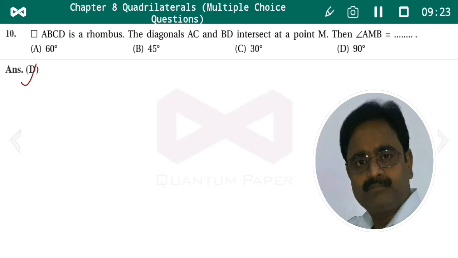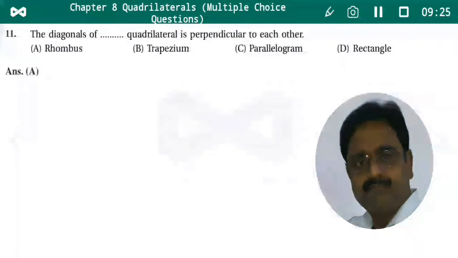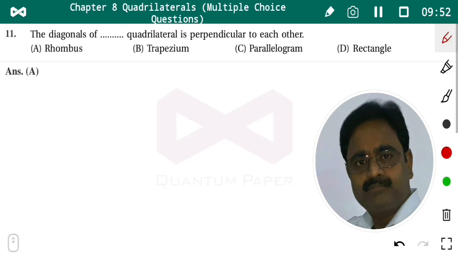Right friends? See the next question. Question number 11. In this question it is asked that the diagonals of a quadrilateral are perpendicular to each other. तो किसके डायगोनल्स परपेंडिकुलर होते हैं? अभी हमने डिस्कस किया प्रीवियस क्वेश्चन में. रोम्बस के डायगोनल्स परपेंडिकुलर होते हैं. सो देयरफॉर आवर ऑप्शन ए इज राइट.